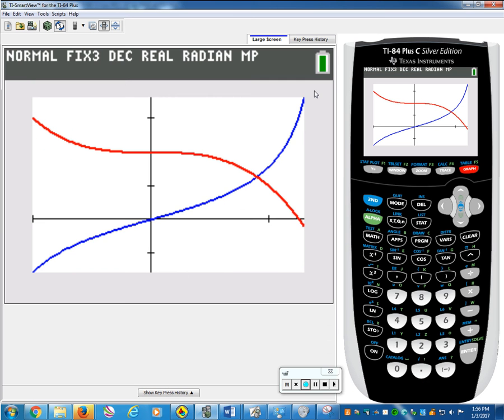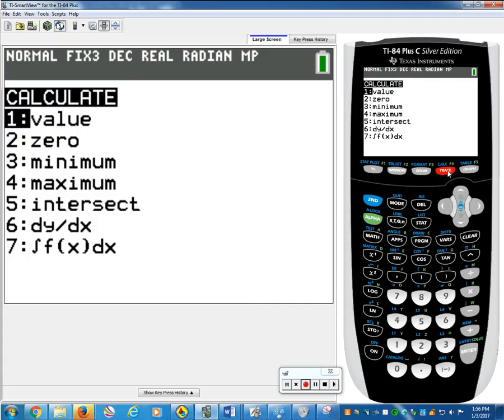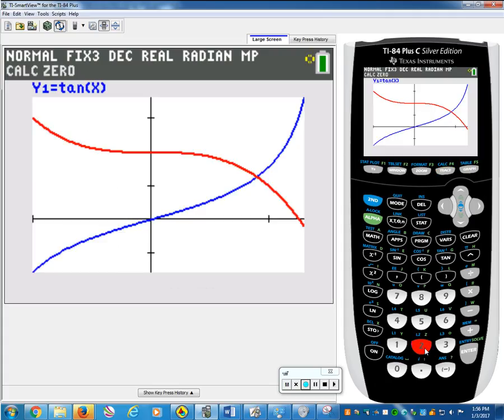So on your calculator, I need to find out what the spot is. It's a zero. It's where the graph crosses the x-axis. So I'm going to hit second, calculate, and choose number two, which is find the zero. Make sure we're on the right function, because sometimes you'll end up on the red and you want to be on the blue. It says left bound. That means please place the cursor to the left of the zero. Like so.